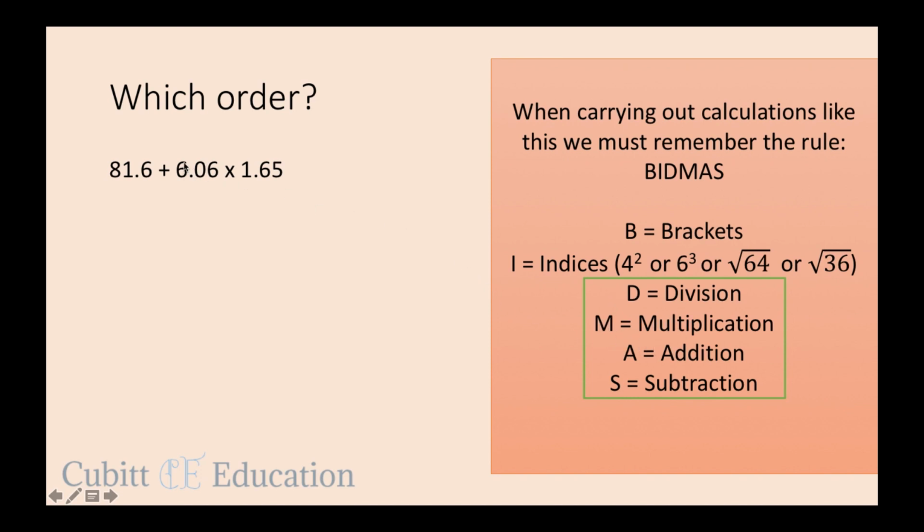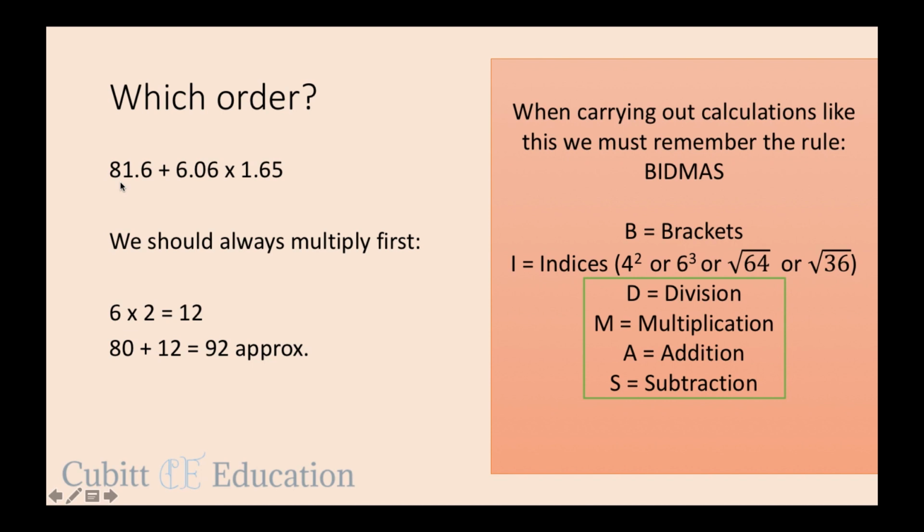So let's change these now to one significant figure. So 6.06 stays as 6, and 1.65 must become 2 because this 6 is bigger than 5. So we have to do 6 times 2 first. That gives us 12. Then our 81.6 will stay as 80, because this is a 1. So then we just do 80 plus our 12, and we have 92 approximately.